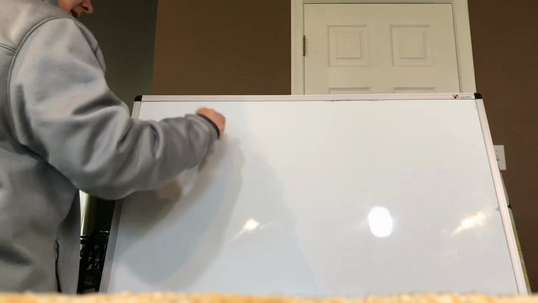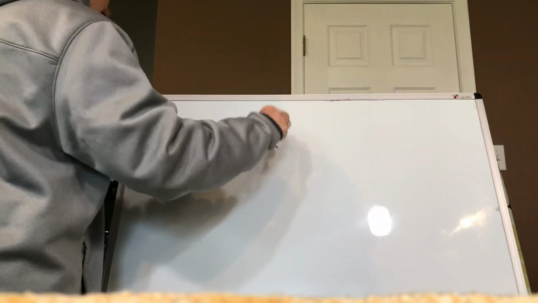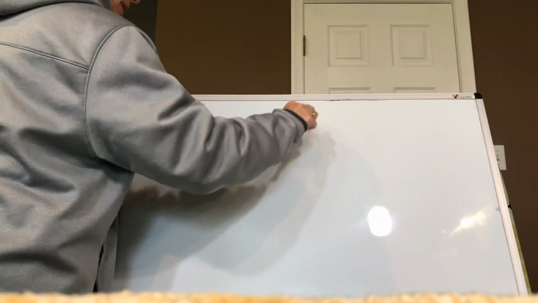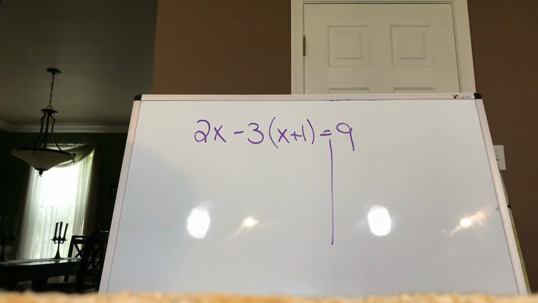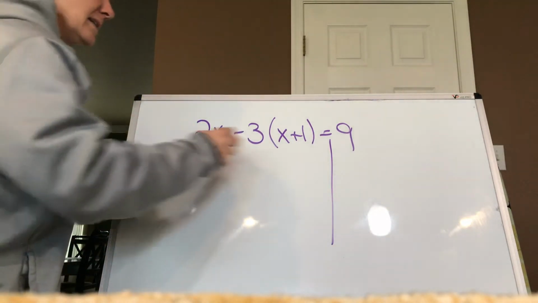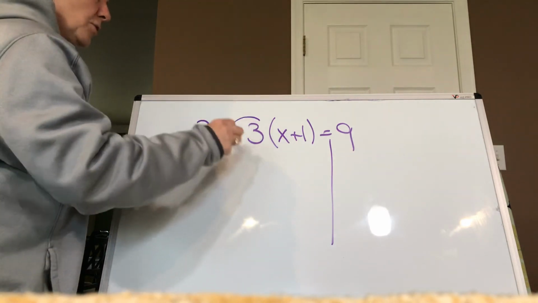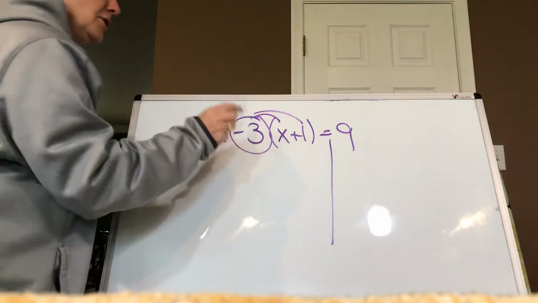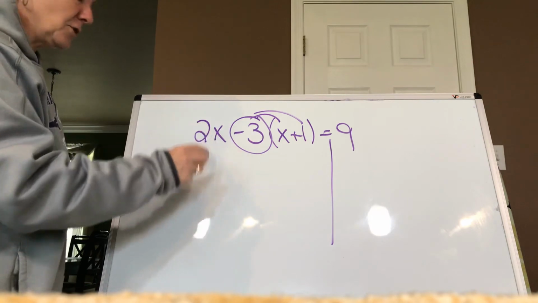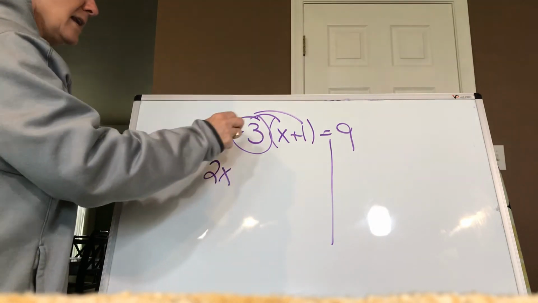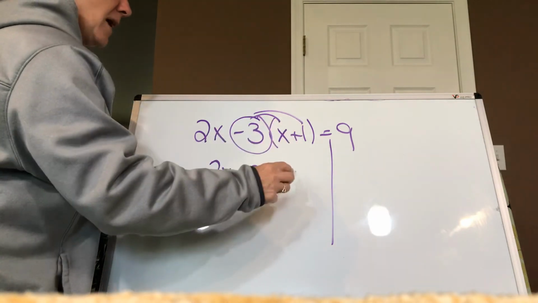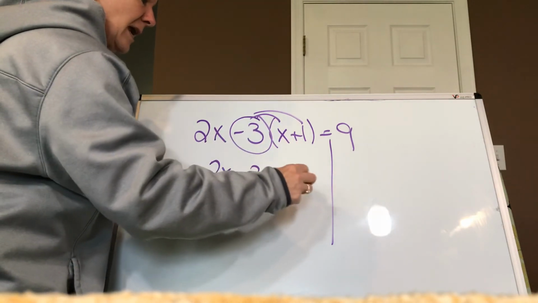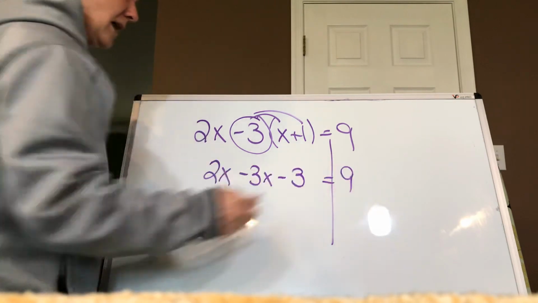Let's do this one. 2x minus 3 times the quantity x plus 1 equals 9. Now, this is a pretty complicated equation. But again, we need to simplify this left-hand side. What do we need to do first? We need to distribute that negative 3. So I'm going to bring down my 2x. Negative 3 times x is negative 3x. Negative 3 times positive 1 is negative 3. So minus 3 equals 9.